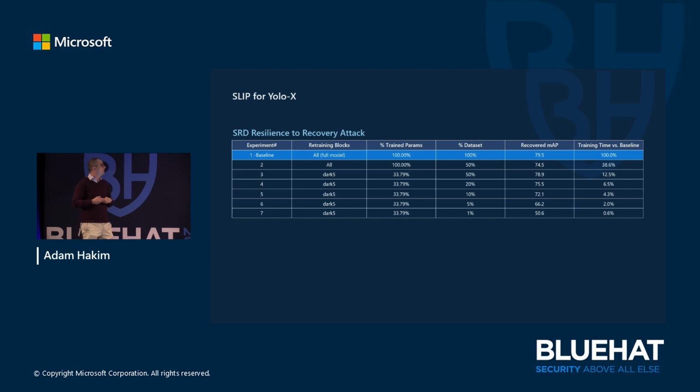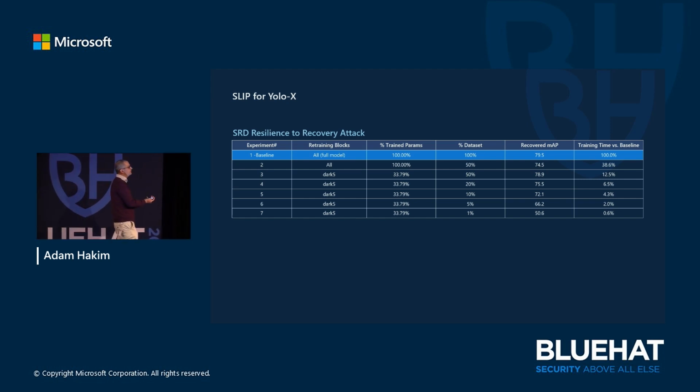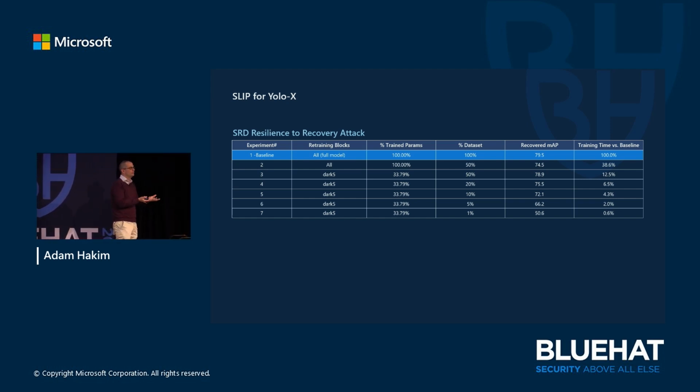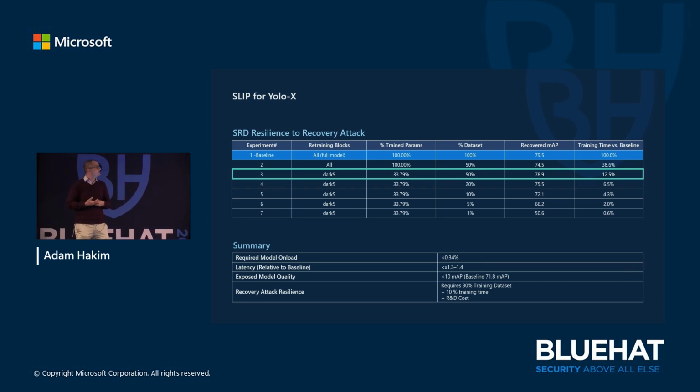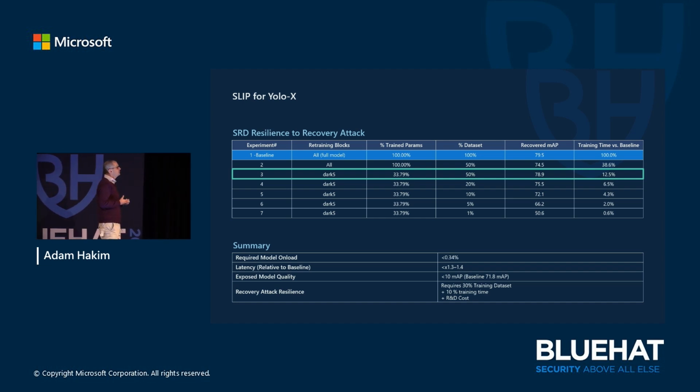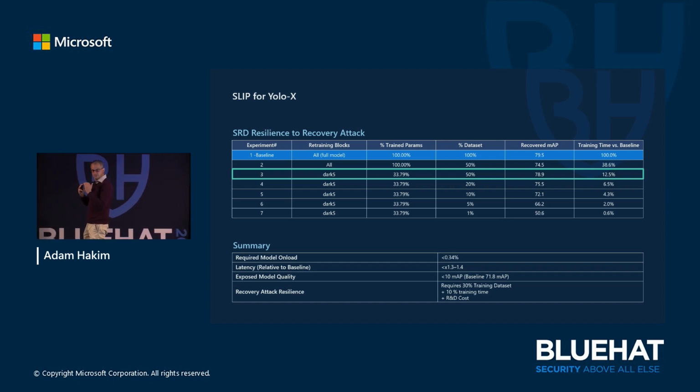Completely useless again. Of course, we had to test for resilience as well. What if we take the exposed portion, the 99-something%, and try to retrain it to regain the original performance? We found that if you have 30% of the original training dataset, which amounts to some sort of money, and if you invest 10% of the training time and the R&D cost, you can recover the model to the original performance. So that means the security of the model is bounded by the cost invested to recover it.